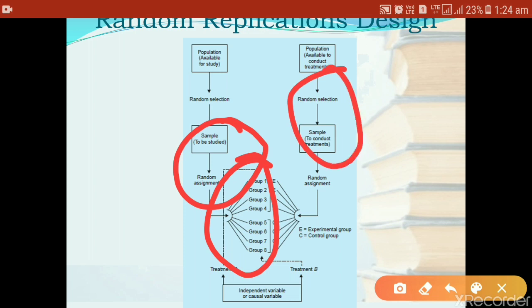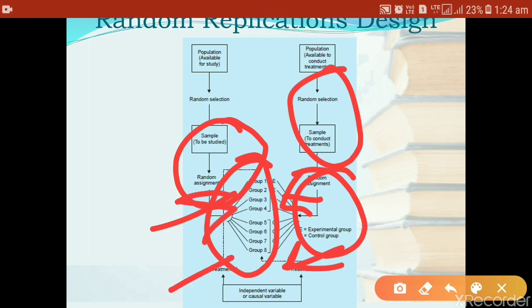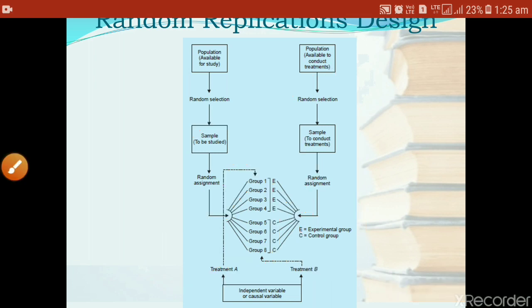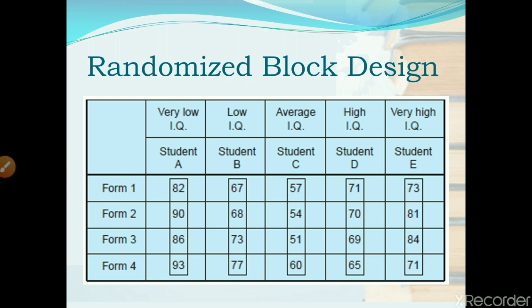We have added them to all the samples, and then they are randomly applied. So the treatment is also randomly applied and the experimental groups or samples have also been taken randomly. And then we have made a number of samples and then we have taken the average value. So the replication is also there. So this is a random replication design. After that comes the randomized block design.